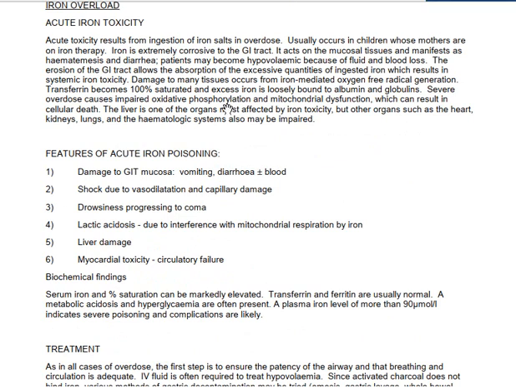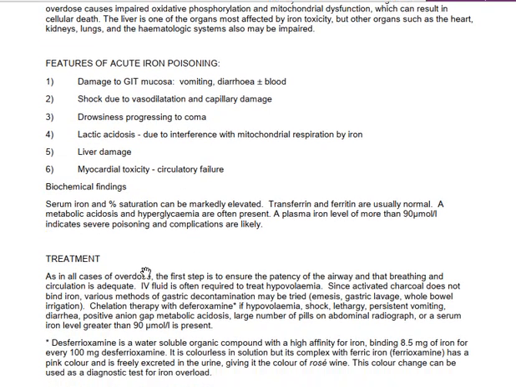What are the features of acute iron toxicity? We first have damage to the gastrointestinal tract with vomiting, diarrhea, plus or minus blood. You have shock due to vasodilation and capillary damage. You have drowsiness progressing to coma. You have lactic acidosis due to interference with mitochondrial respiration by iron. We have liver damage, and we have myocardial toxicity because of circulatory failure.